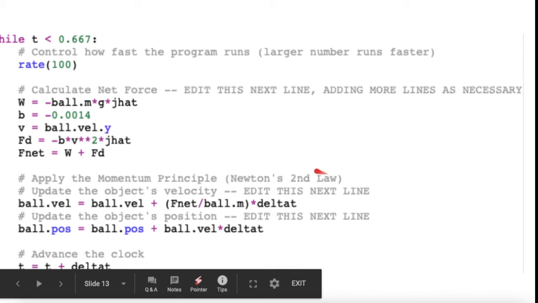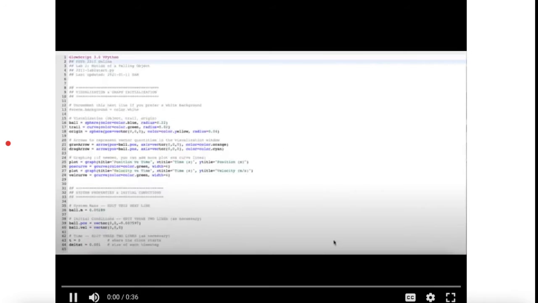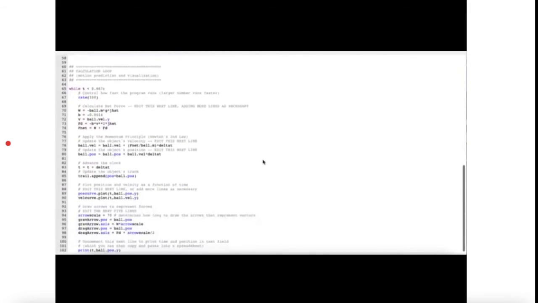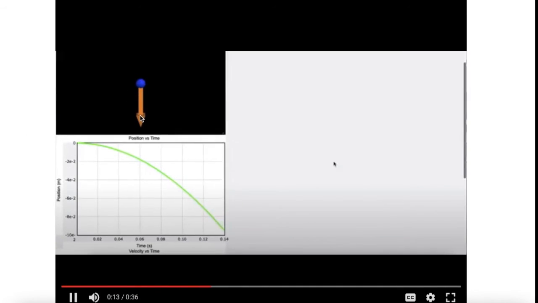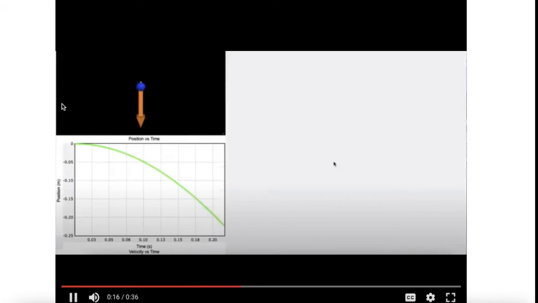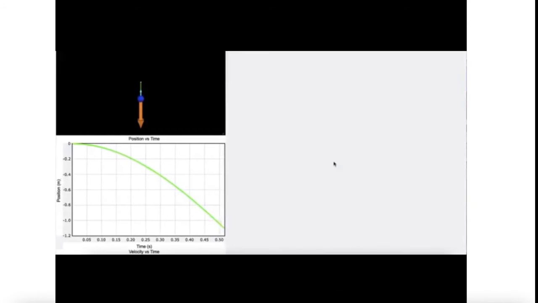So what we want to change here is what our F net is. So we rewrite the code to include that drag force. Now if we run the code through, we will see that here we have the gravitational force, and then we will have very slowly up here you can see that the drag force is coming into play. So the code keeps running through all our time.